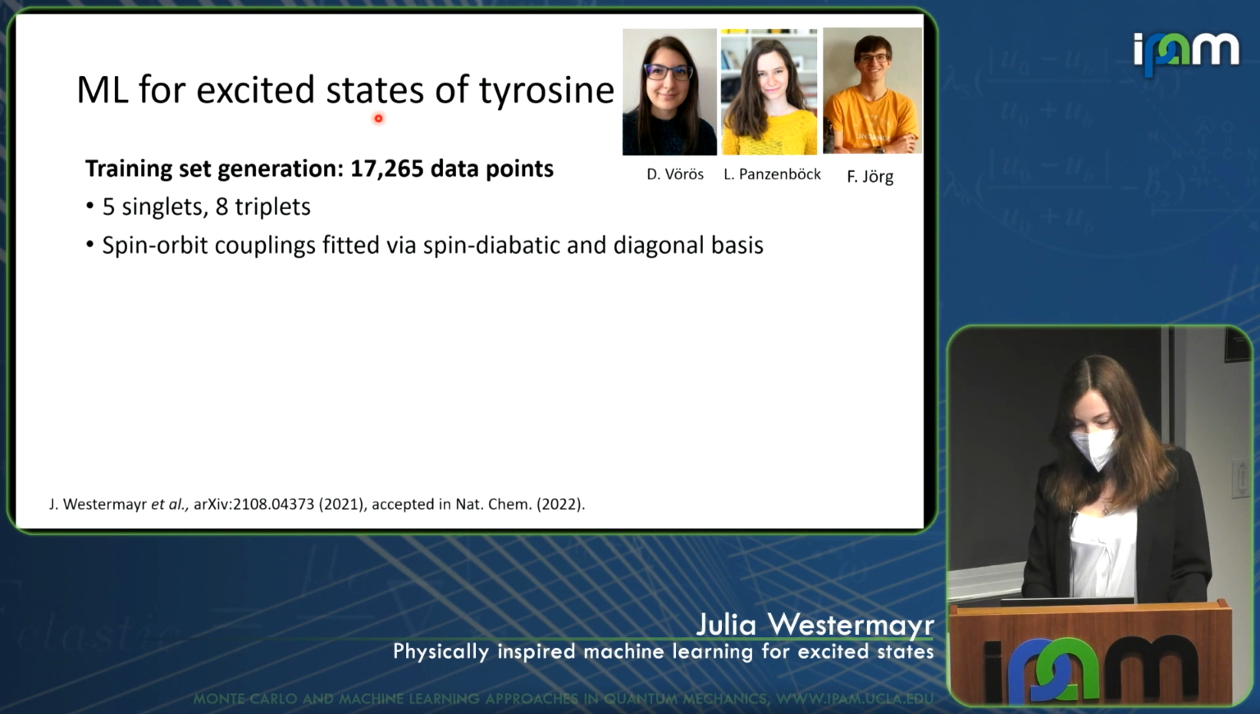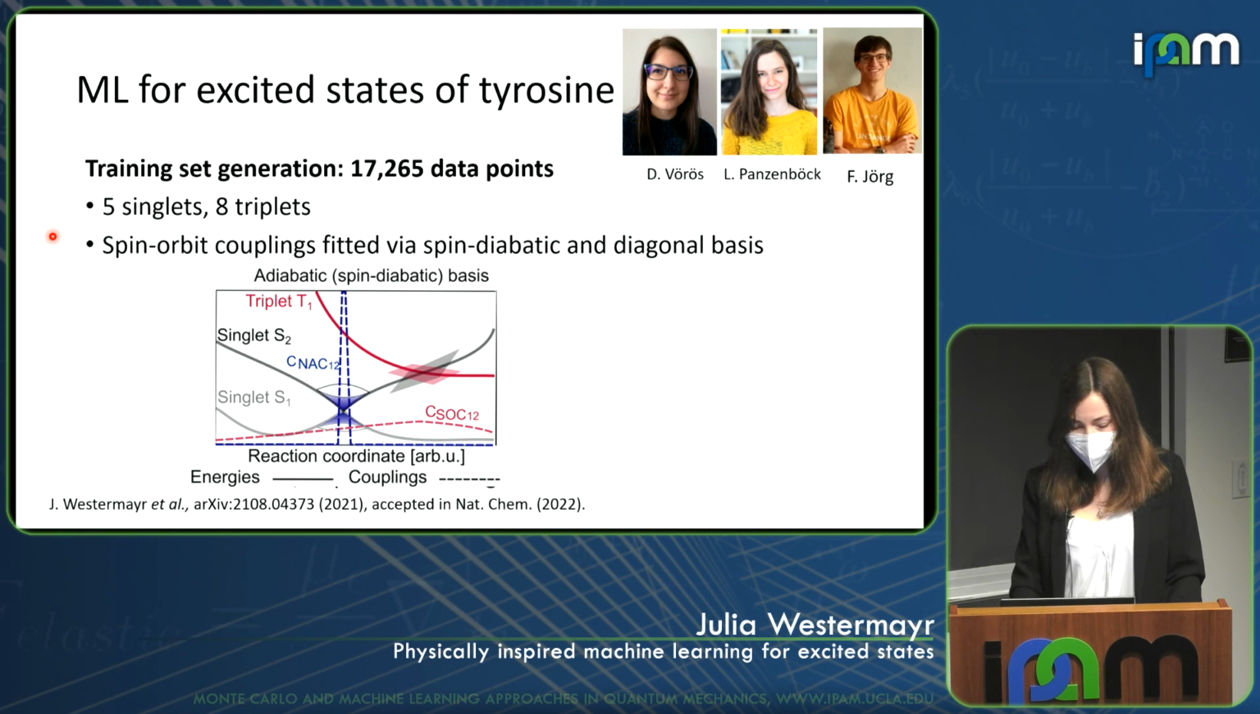And we generated in total 17,000 data points. And I was very happy that I got help from 3 research internships during this time. And yes, we also needed to fit spin-orbit couplings, because the method that we used, ADC2, didn't have non-adiabatic couplings, so we used the approximation. But we had spin-orbit couplings, and we had about 800 spin-orbit couplings, which were all very similar. So it was extremely problematic to fit them.